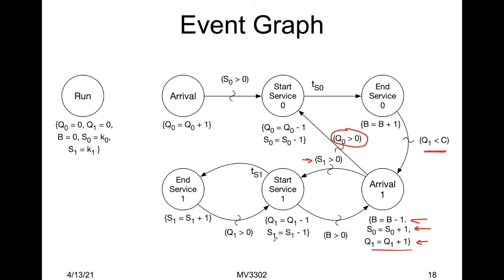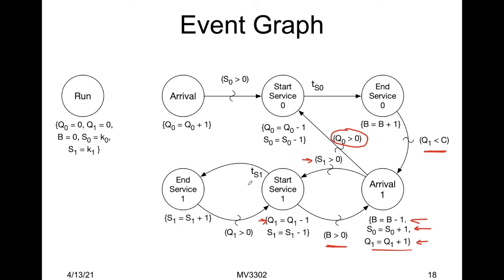Now let's look at this state transition here. We've seen this state transition a lot, but now look, Q1 is now decremented. In other words, we've taken a part from the second queue and put it into service, and there's now room in the second queue. So if there's a blocked part, we can schedule another arrival now. In the meantime, we're also processing our first part at the second station. And then when we're done, maybe process one there.